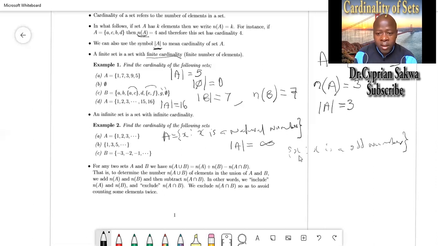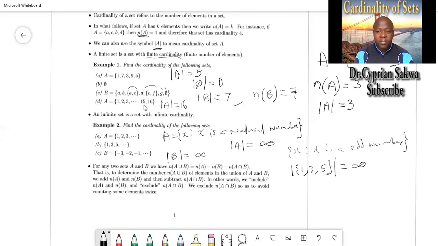The set comprising of elements X which are odd numbers. Now the cardinality of this set, 1, 3, 5, is again infinity. It has an infinite number of elements. The same applies to this one, -3, -2, -1. So the sequence continues, and we are saying that the cardinality again of this set is infinity.